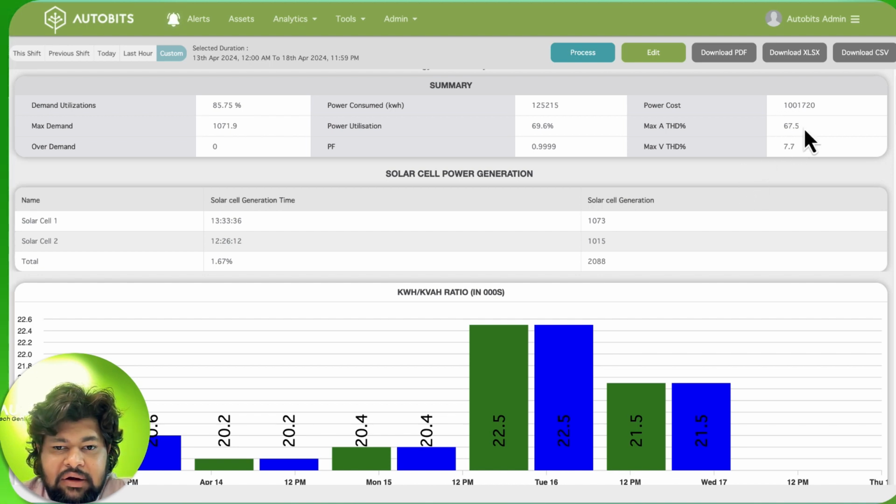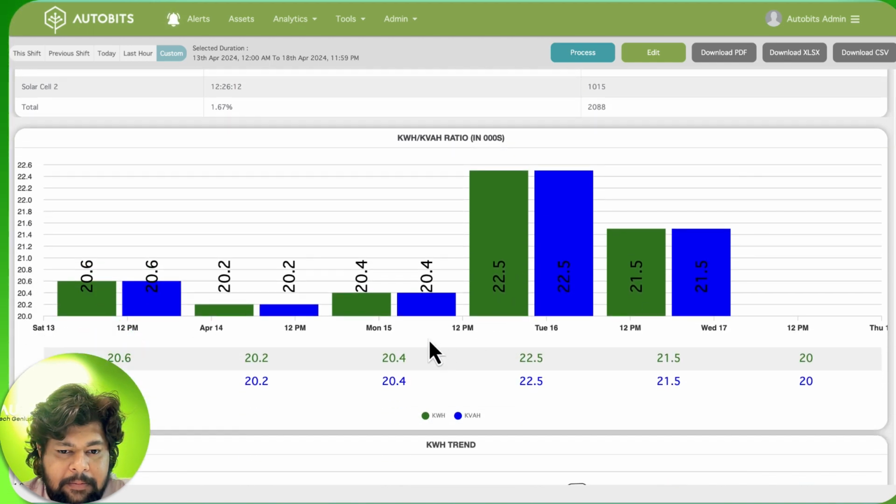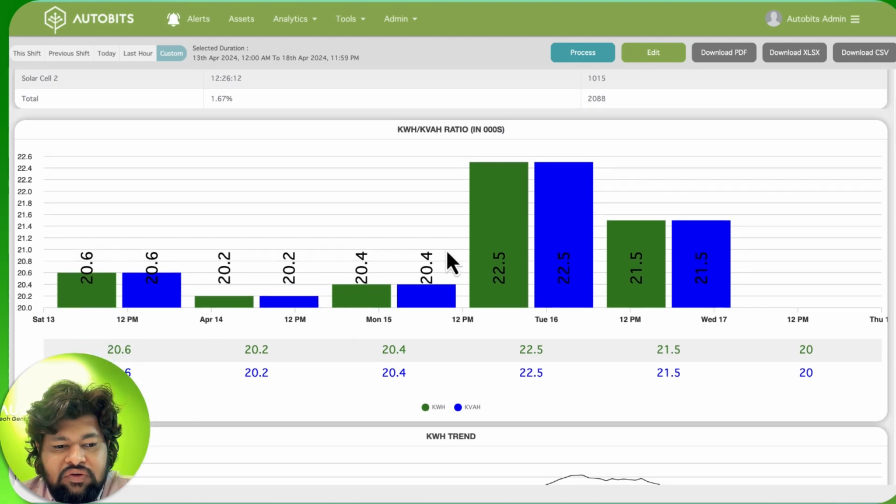So we are seeing that current harmonics are very high, and voltage harmonics are still within safe limits. Then for this whole week, we are able to see the solar generation time. We are also able to see the kWh to kVAh ratio. That is being maintained well because the power factor is doing good. For these 3 days we see that there was comparatively lesser power consumption than on Tuesday the 16th.